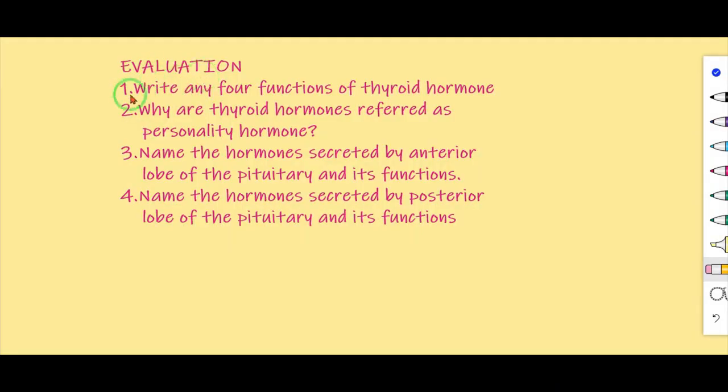Evaluation. First question, write any 4 functions of thyroid hormone. Number 2. Why are thyroid hormones referred to as personality hormone? Number 3. Name the hormone secreted by anterior lobe of the pituitary and its functions. Number 4. Name the hormones secreted by posterior lobe of the pituitary and its functions.